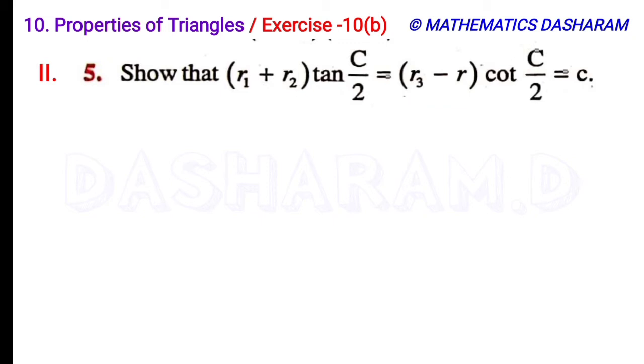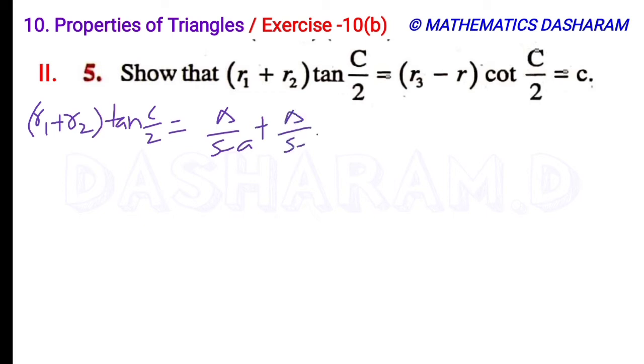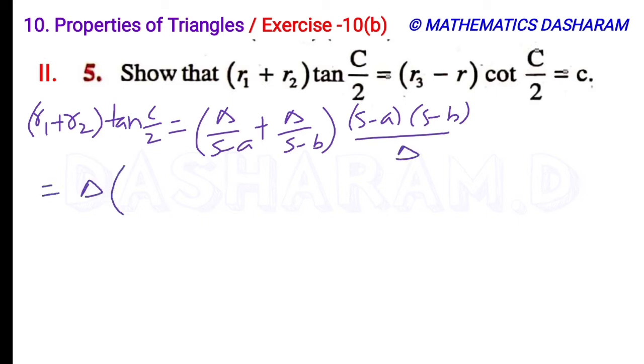Fifth question, show that r1 plus r2 into tan C by 2, it is equal to r3 minus r into cot C by 2, equals c. First LHS, that is r1 plus r2 into tan C by 2. So the r1 formula is delta divided by s minus a, plus the r2 formula delta divided by s minus b, and the tan C by 2 formula is s minus a into s minus b divided by delta. So let's take the delta common, and the LCM of s minus a into s minus b is their product.